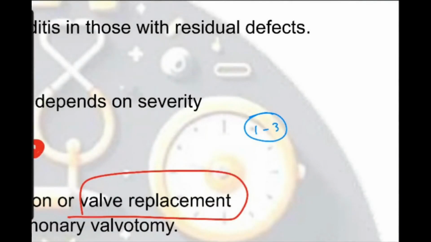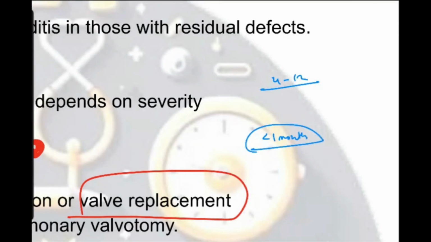Just now I told you the ideal time of surgery is 4 to 12 months. Let's say the baby is a newborn, less than 1 month. A baby less than 1 month is presenting with severe symptoms, crying, a hypoxic spell is there, everything is there. What can you do for this baby? Can you do surgery?